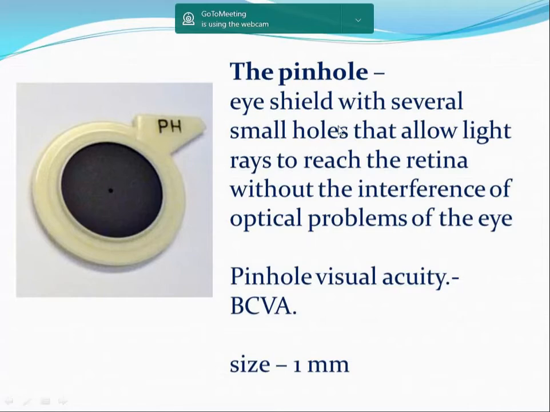This pinhole is sometimes asked as a very short note in your theory exam also. In the lenses section, definitely this will be kept and they will ask you to recognize it. It's very easy. The moment you see, you will be able to make out that it's a pinhole. What you need to know is the purpose of putting a pinhole. It is to know the best corrected visual acuity by glasses. And the size of the pinhole is 1 millimeter in diameter. So these are the things you have to know.